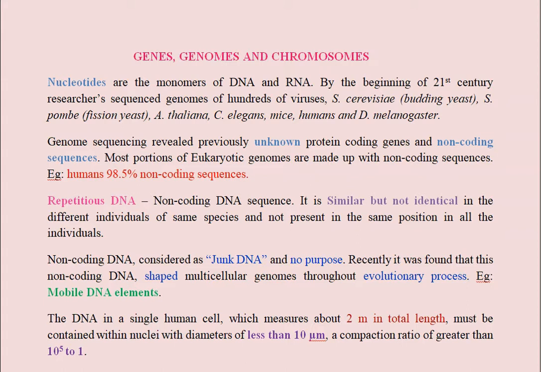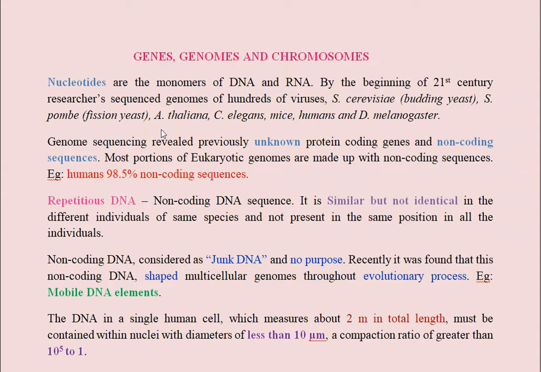By the beginning of the 21st century, that means the beginning of this century, most of the researchers had sequenced the genomes of hundreds of viruses, because it is very easy to sequence, as they contain fewer nucleotides when compared to humans. Okay, and Saccharomyces cerevisiae, which is a budding yeast, and Schizosaccharomyces pombe, which is the fission yeast, and Arabidopsis thaliana, the simple plant.